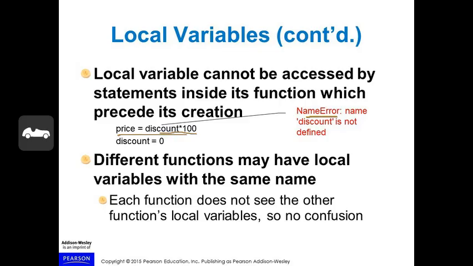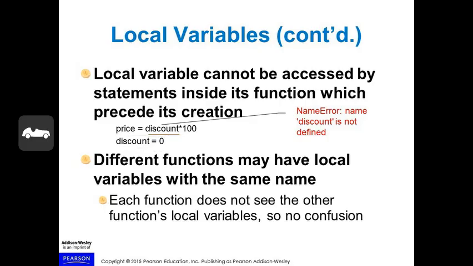So instead, these two lines of code need to be switched. We need to first assign a value to discount and then use it later, after it's defined and initialized. So this local variable cannot be used before it's defined and initialized.